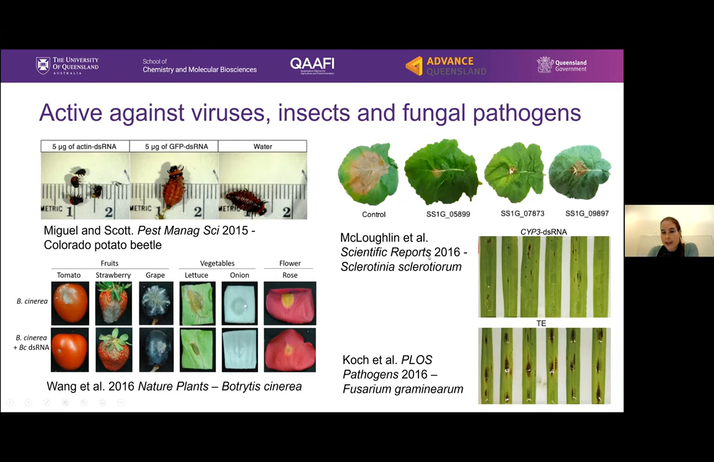And then these are some fungal examples here. So this top example is Sclerotinia on canola. So these researchers tested 3 different RNAs, and you can see there was a reduction in the lesion sizes. And here it was Fusarium graminearum on barley. Once again, when the Fusarium specific RNA was used, there was minimal lesion development compared with the control. And this is Botrytis cinerea. It also seems to work against this pathogen. So fruits, vegetables, flowers, they all showed reduced lesions when the Botrytis double-stranded RNA was applied.